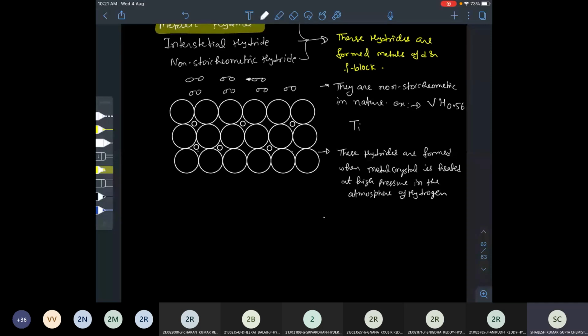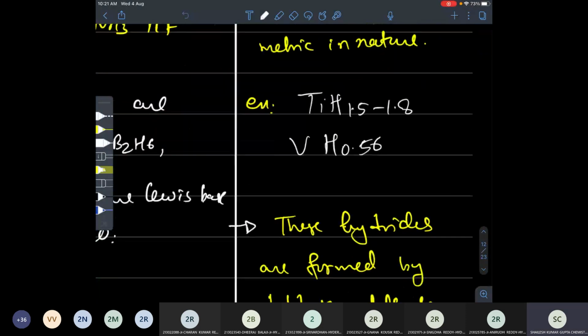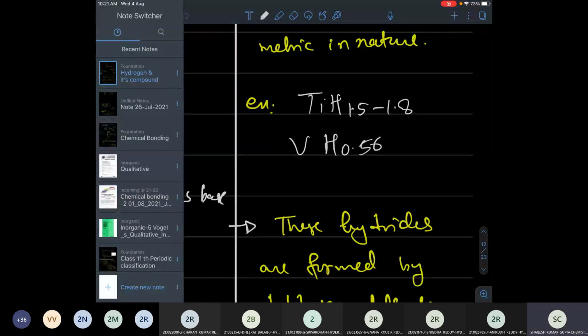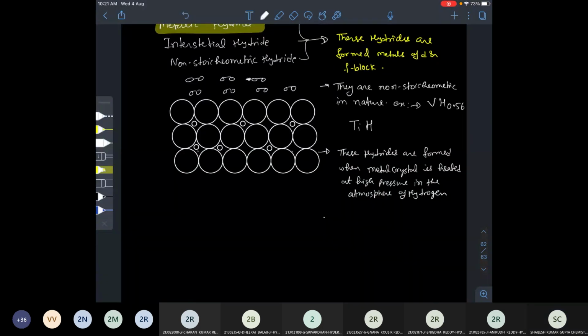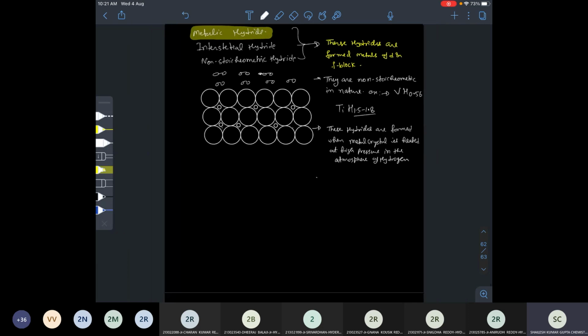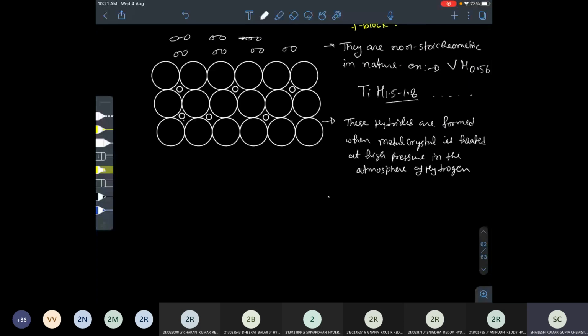Titanium is having a range, right? So I'll show you these two examples. VH0.56, titanium TiH1.5 to 1.8. Right? There is a range. It could be anything depending on the pressure. Like that, many examples you can draft by yourself. So these hydrides are formed when a metal crystal is heated at high pressure in the hydrogen atmosphere. So that's a very good way to store the hydrogen, right?